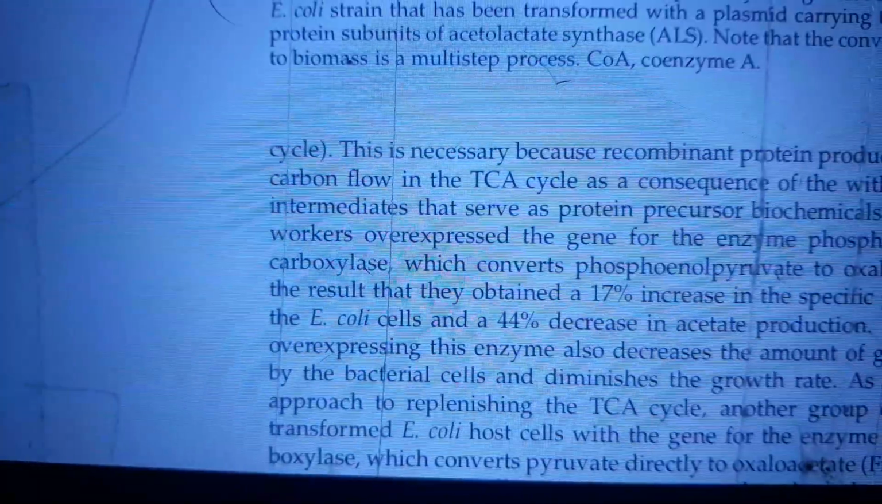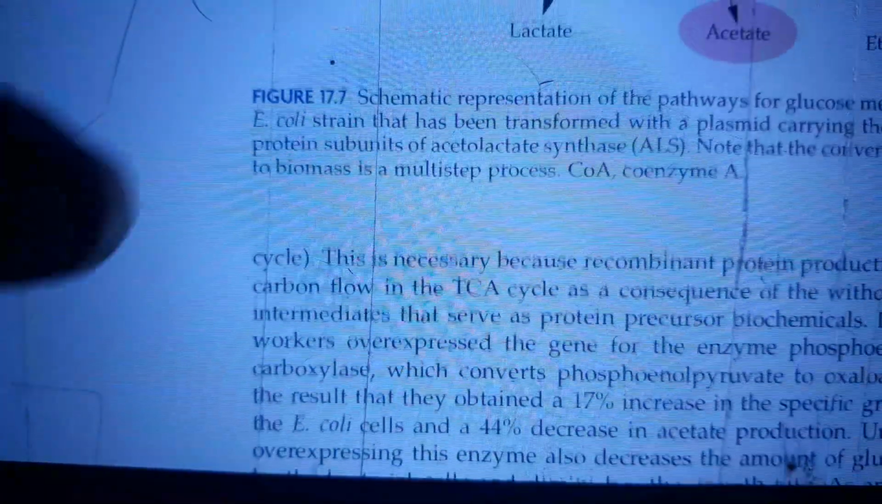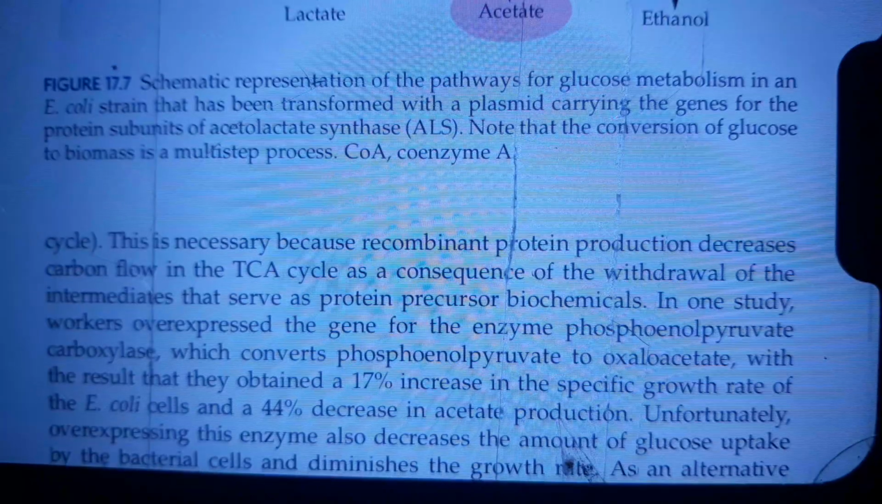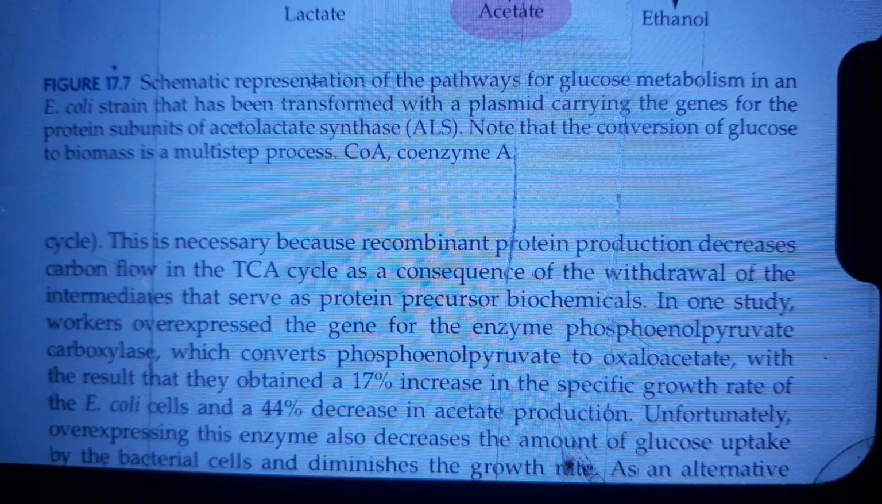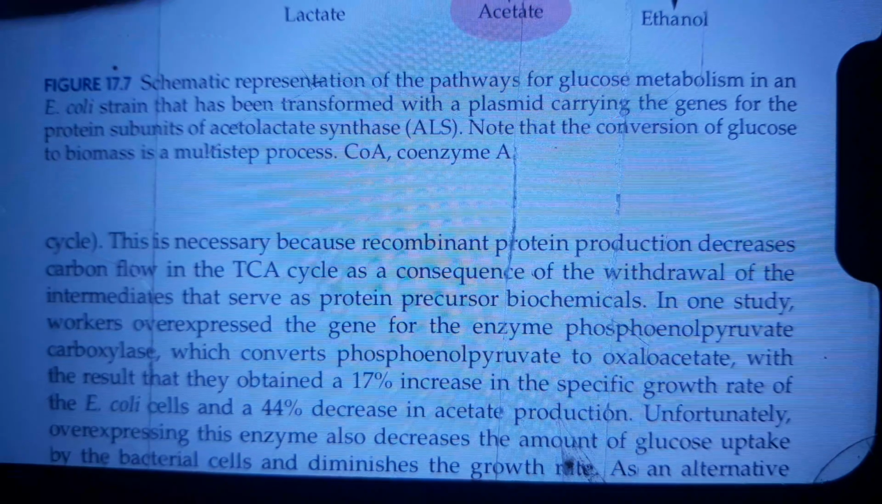This is a figure that is a schematic representation of glucose metabolism in an E. coli strain that has been transformed with a plasmid carrying the genes for the protein subunits of acetolactate synthase, ALS. Note that the conversion of glucose to biomass is a multi-step process. CoA is coenzyme A.